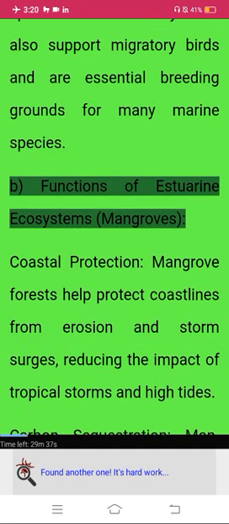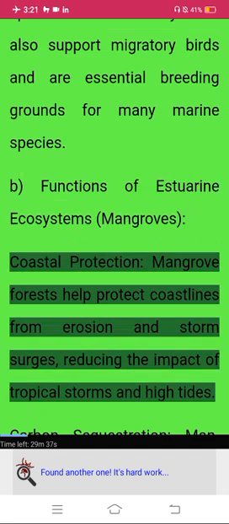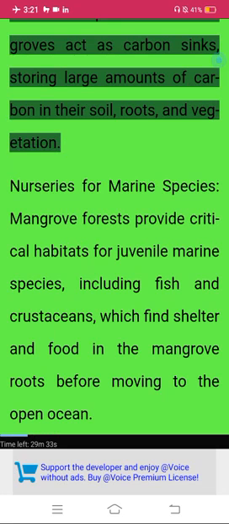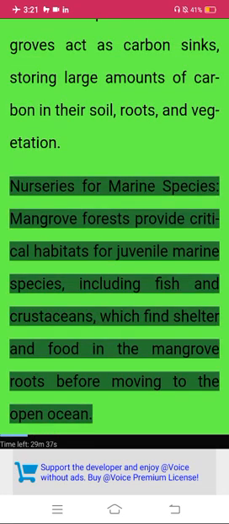Key functions of estuarine ecosystems and mangroves. Coastal protection. Mangrove forests help protect coastlines from erosion and storm surges, reducing the impact of tropical storms and high tides. Carbon sequestration. Mangroves act as carbon sinks, storing large amounts of carbon in their soil, roots, and vegetation. Nurseries for marine species. Mangrove forests provide critical habitats for juvenile marine species, including fish and crustaceans, which find shelter and food in the mangrove roots before moving to the open ocean.